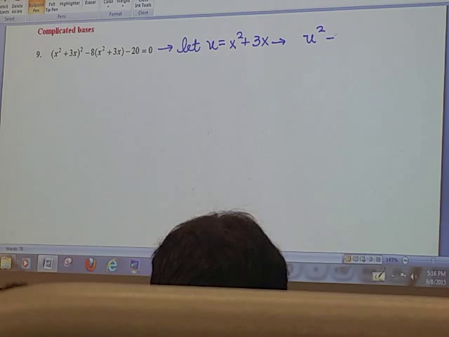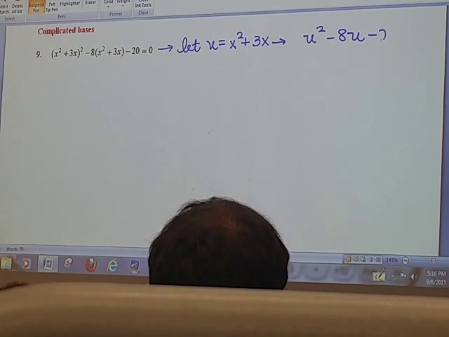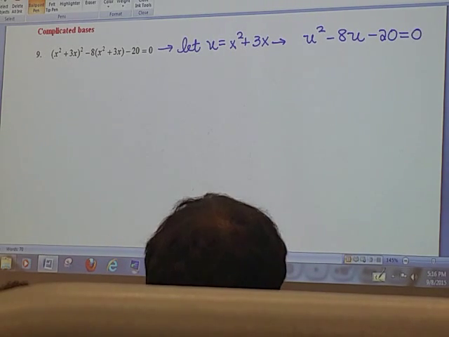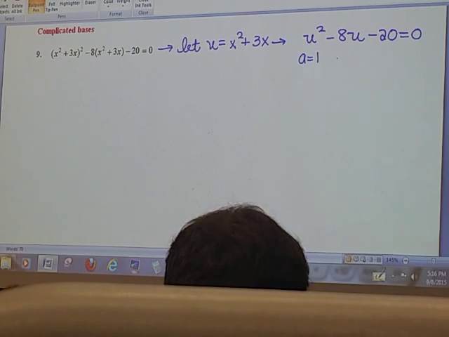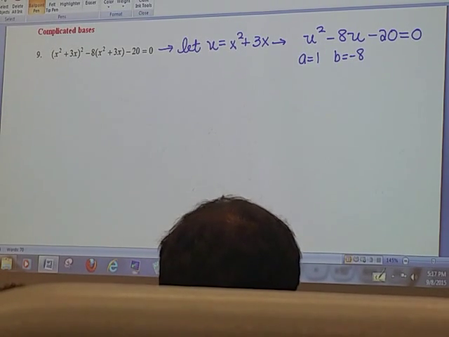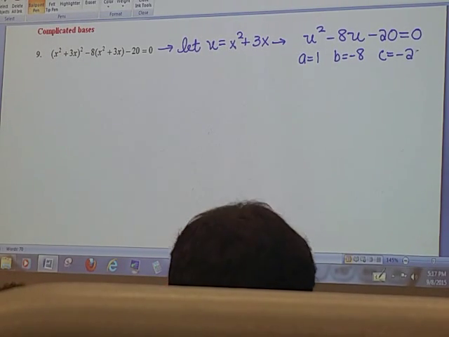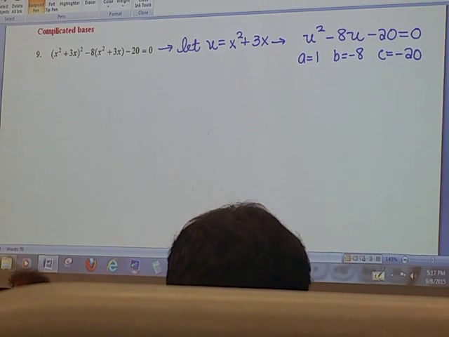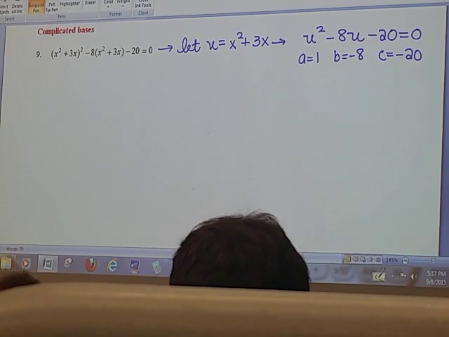So this is u squared minus 8u minus 20 equals 0. A is 1, b is negative 8, c is negative 20. This should look boringly familiar by this time.